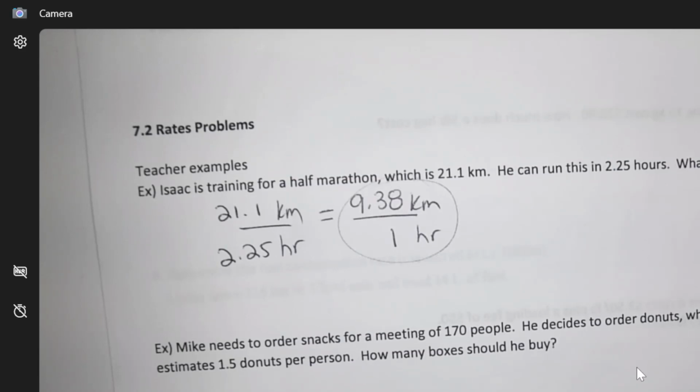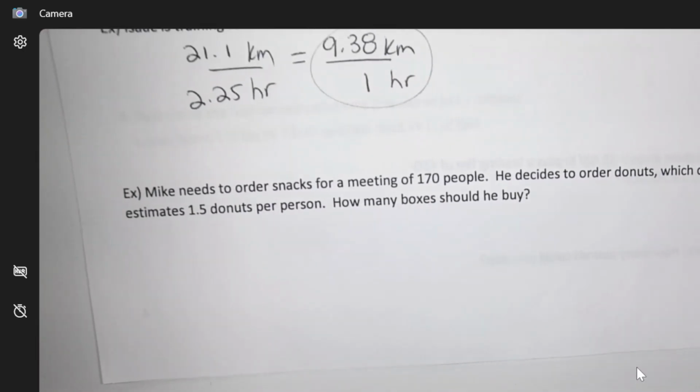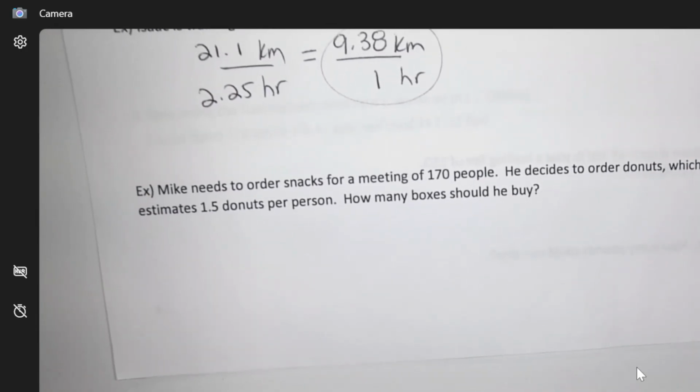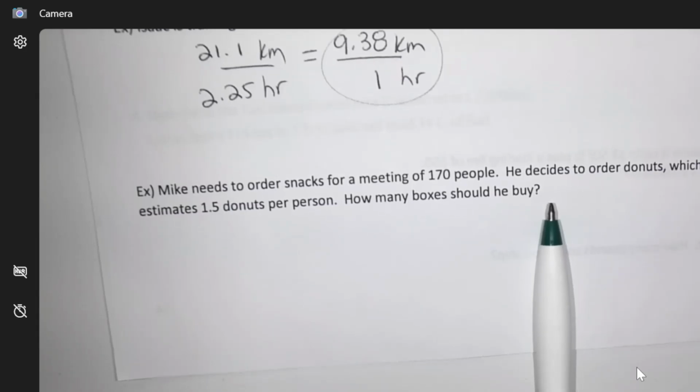Okay, so there's my speed, my unit rate. Mike needs to order snacks for a meeting and there's 170 people. He decides to order donuts, which comes in a box of 12. He estimates that each person is going to eat 1.5 donuts. So how many boxes should he buy?